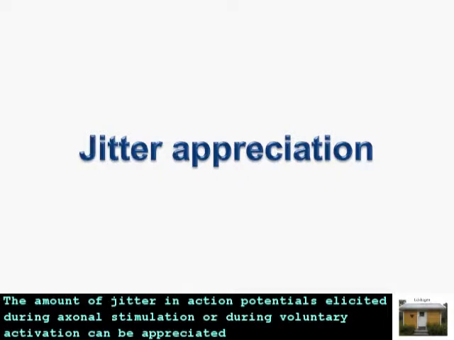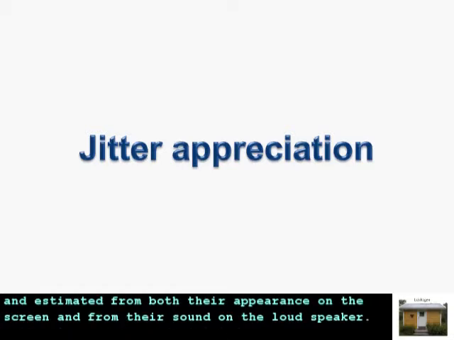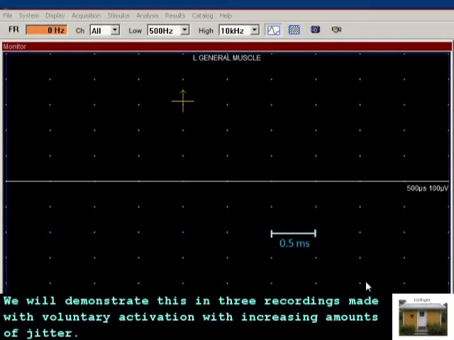The amount of jitter in action potentials elicited during axonal stimulation or during voluntary activation can be appreciated and estimated from both their appearance on the screen and from their sound on the loudspeaker. We will demonstrate this in 3 recordings made with voluntary activation with increasing amounts of jitter.